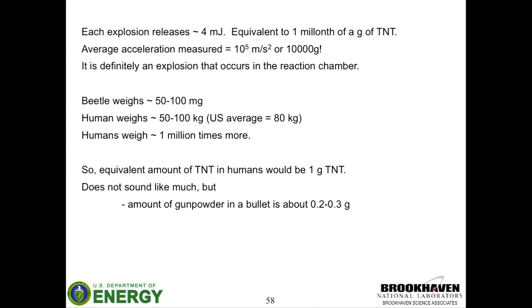To put it in human context, a beetle weighs about 50 to 100 milligrams. Humans, again, 50 to 100 kilograms. So we are about 1,000,000 times heavier than this beetle. So the amount of equivalent TNT in this explosion is a millionth of a gram of TNT for the insect. For us, it would be about a gram of TNT. That doesn't sound like a whole lot, except that gunpowder in a bullet is only about 0.2 to 0.3 grams.